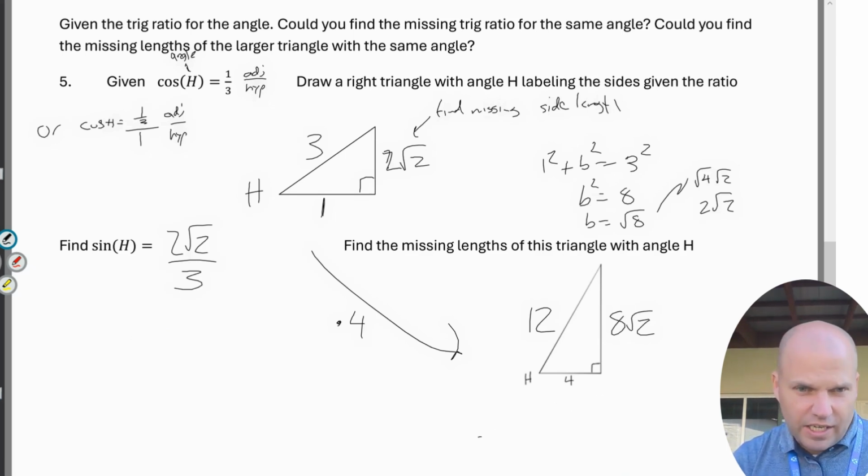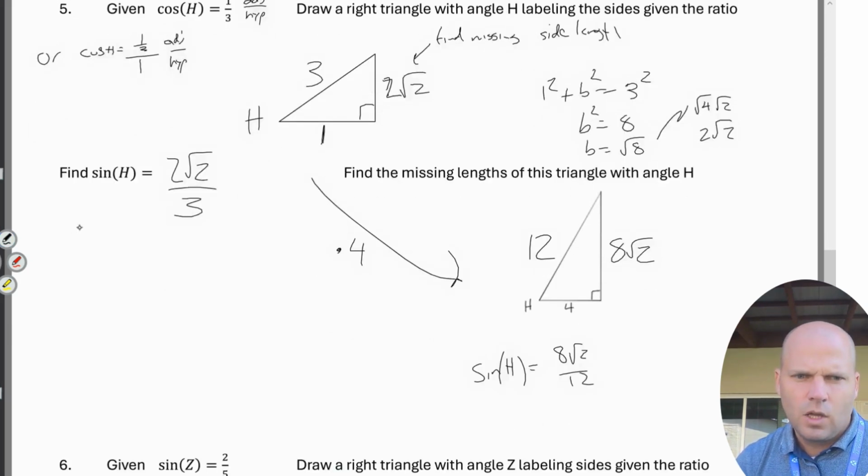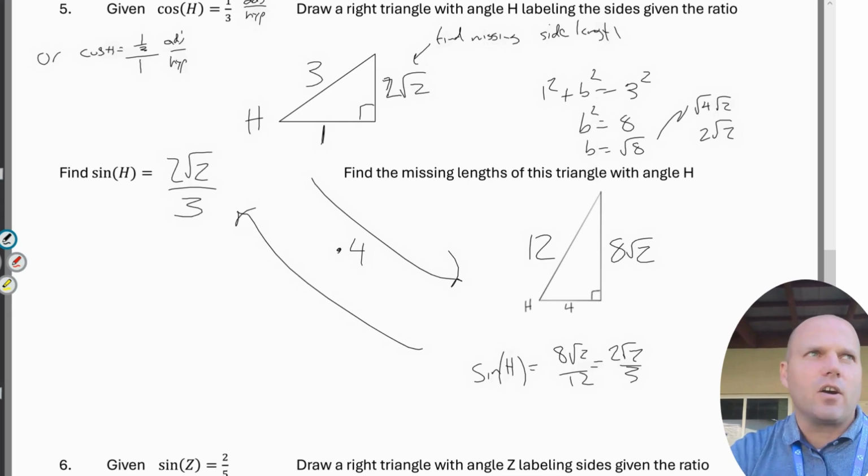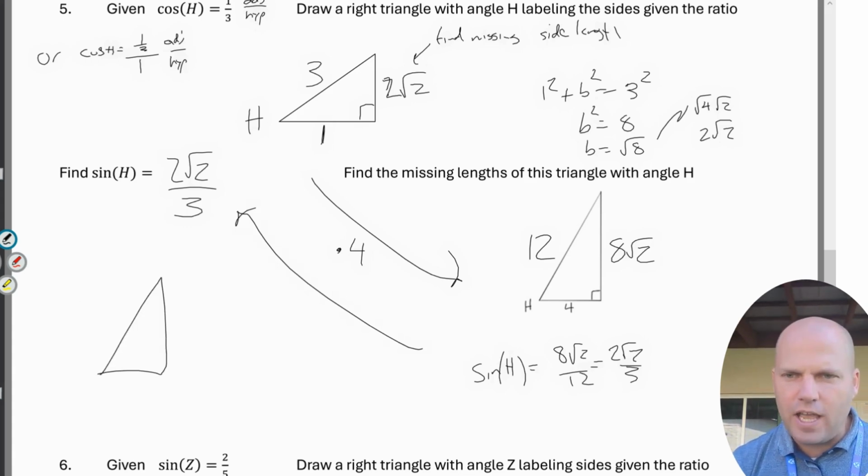What if we did the sine of this h? Oh, well, that's 8 root 2 divided by 12. Oh, that's the same as divide the top and bottom by 4, 2 root 2 over 3. Oh, yeah, of course. They have to be the same. They are similar shapes, so they have the same ratios. Any triangle with the angle h will share the ratios.